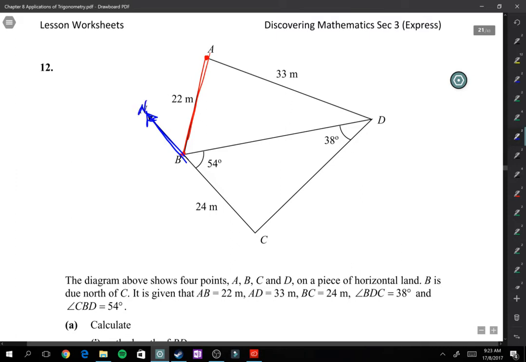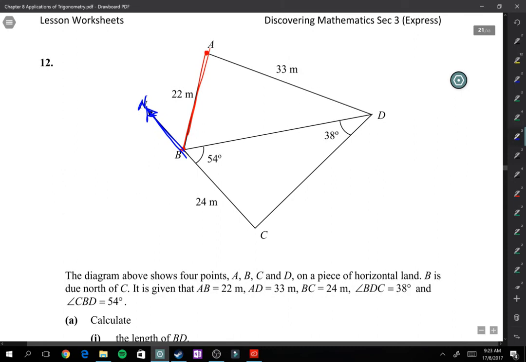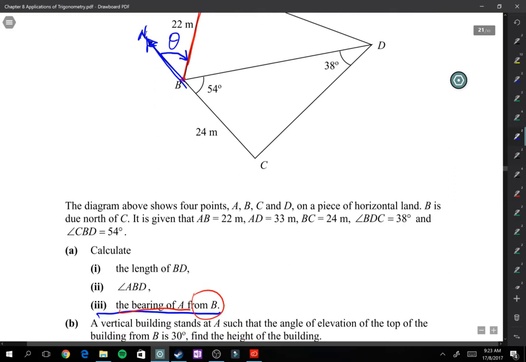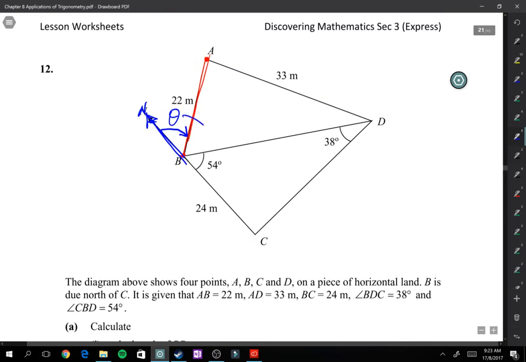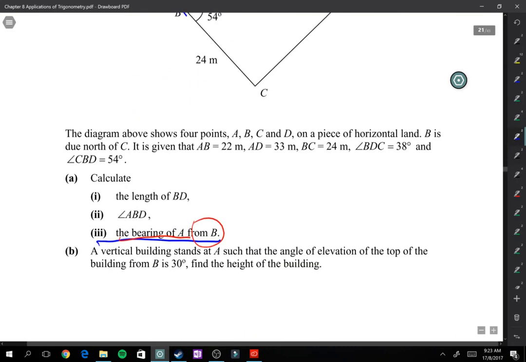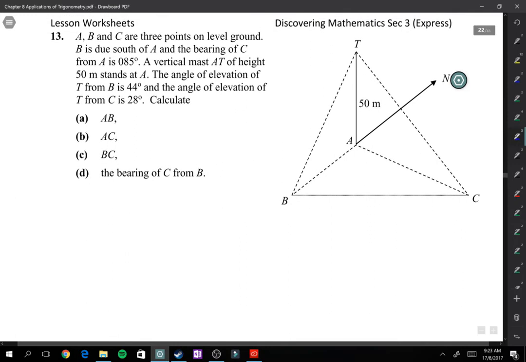Not so, north is not always here. You all have to be very careful and look at the diagram where north is. So bearing of A from B, starting from the north, go down clockwise until you hit this point. So this is the angle that you want to find in question A part 3. Okay, clear?